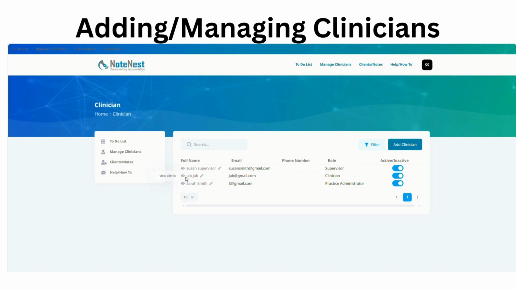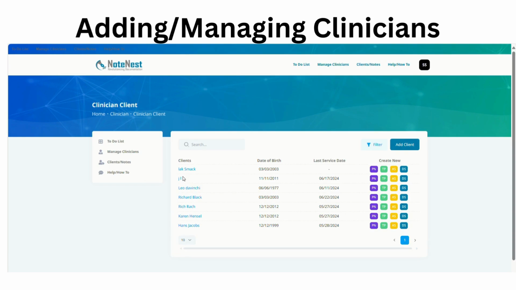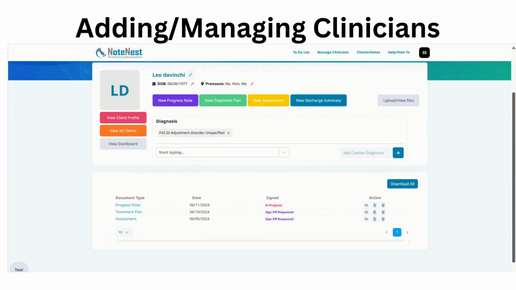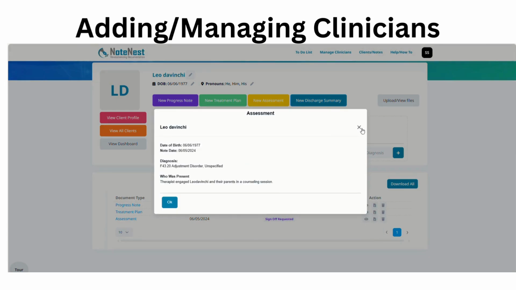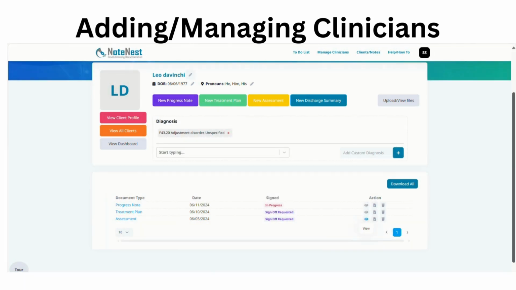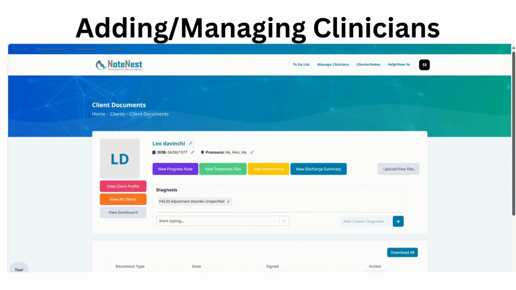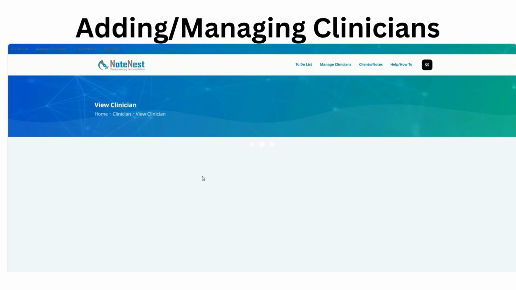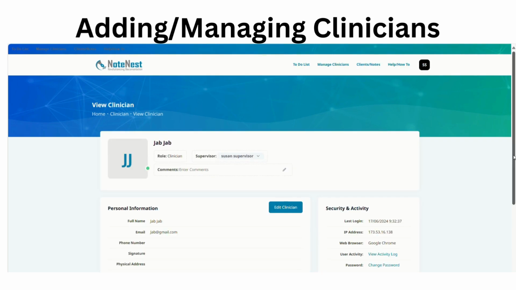So like here for Jab Jab, one of my clinicians, I can click here on the eyeball and view all the clients that Jab Jab works with. For example, Leo da Vinci. And here's the notes, some done, some not, and you can just view it by clicking like that. And then we can also edit Jab Jab this way.